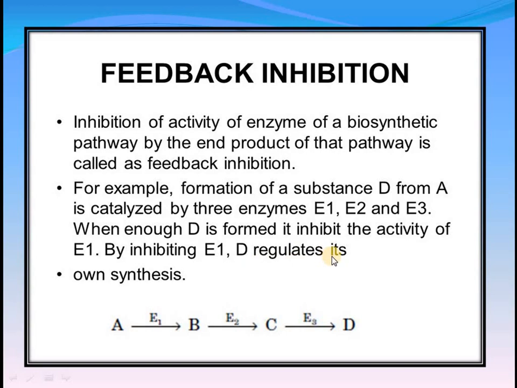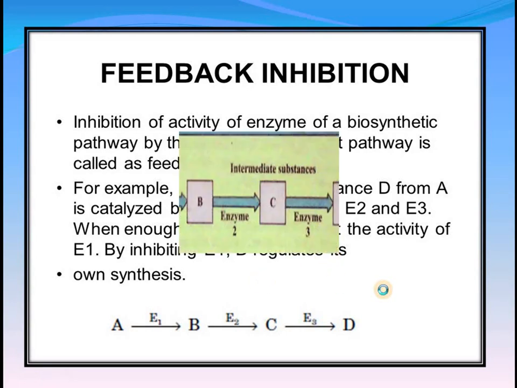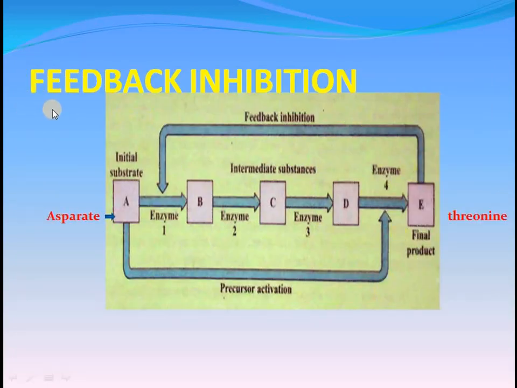Inhibiting the E1 deregulates its own synthesis. Here is the example from your book. In this example, here is aspartate, which is molecule A, and here is the final product, which is known as threonine.